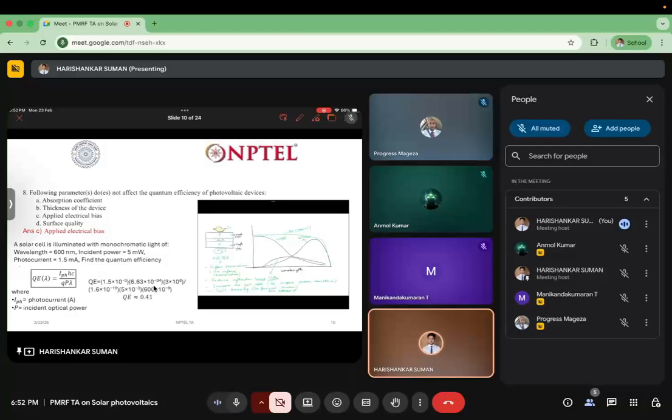Let me show you the solution. Please see the solution. For quantum efficiency, the current is given as 1.5 milliamp, so let's put it in ampere, with Planck's constant 6.6 times 10 to the power minus 34, and speed of light 3 times 10 to the power 8, divided by the electronic charge, the incident power, and the wavelength of the light. So you will get around 41%. Clear?